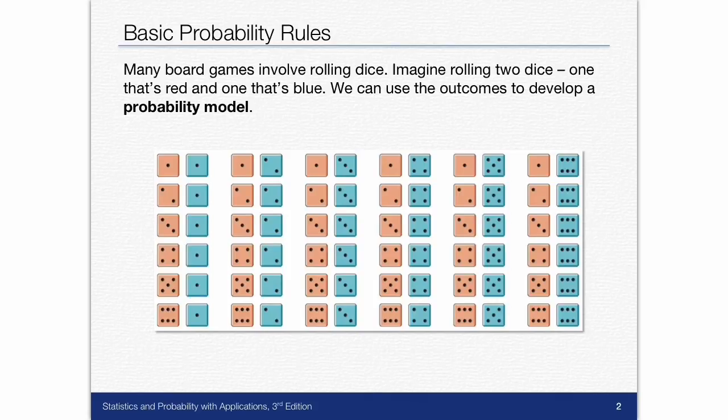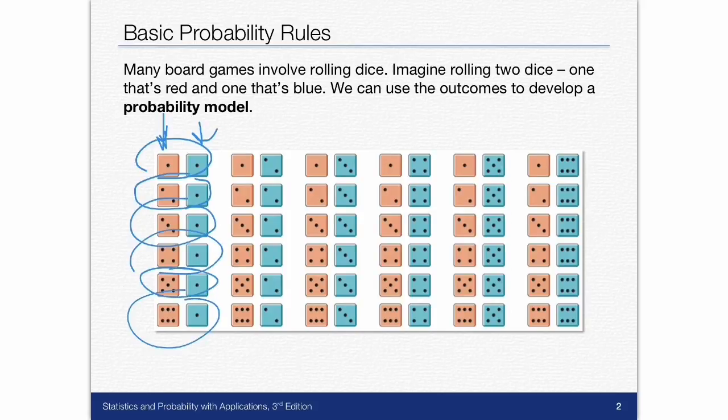Now, a probability model just lists out every single possibility that can happen when we roll, in this case, two dice. So if I roll the red dice, I can get a 1, 2, 3, 4, 5, 6, right? If I roll the blue dice, let's say I get a 1. And so we have all these combinations, a 1 and a 1, a 1 and a 2, 1 and a 3, 1 and 4, 1 and 5, 1 and 6. So I'm going to keep the red the same, 1, 2, 3, 4, 5, 6 on each column, and then just change the blue die.